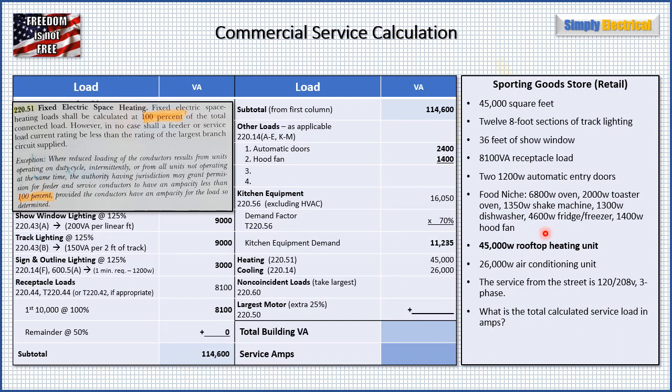All right, next up is heating, 220.51. Fixed electric space heating. Fixed electric space heating loads shall be calculated at 100% of the total connected load. However, in no case shall a feeder or service load current rating be less than the rating of the largest branch circuit supplied. Okay, so that last sentence is basically just saying that your largest branch circuit for your heater cannot exceed the size of your feeder rating.